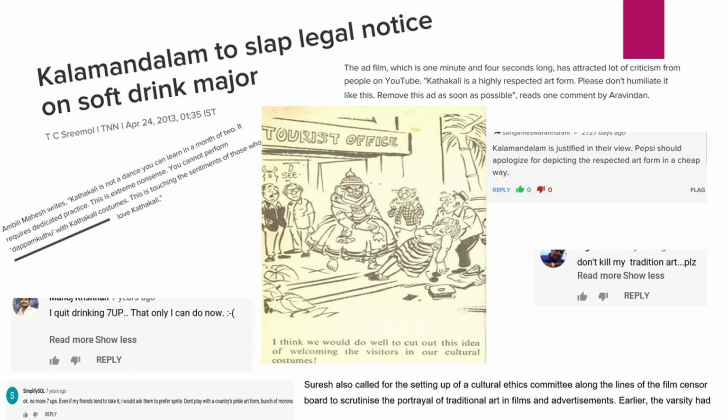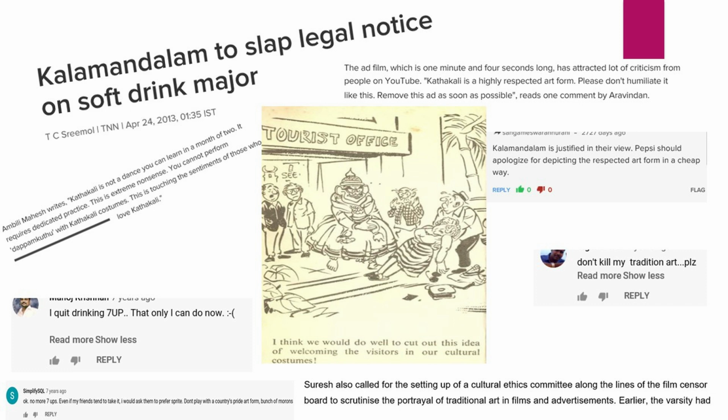Some people said that you shouldn't kill my traditional art, as you can see from the comments that I have taken there. And Kalamandalam, in fact, asked for the setting up of an ethics committee along the lines of the film censor board to scrutinize the portrayal of traditional art in films and advertisements. They found this to be demeaning, insulting to the practice of Kathakali. Kathakali, again, is high culture, which, according to one commenter, is not a dance you can learn in a month or two. It requires dedicated practice. This is extreme nonsense. You cannot perform Dappankuthu in Kathakali costumes.